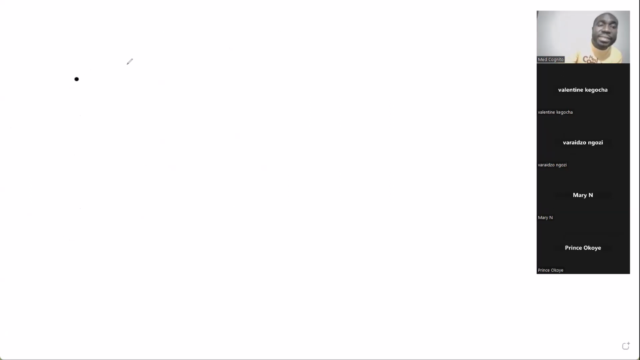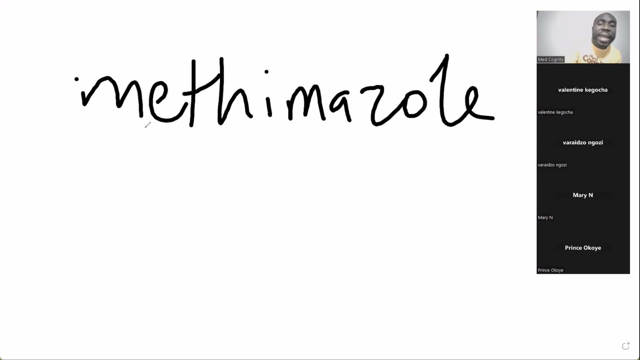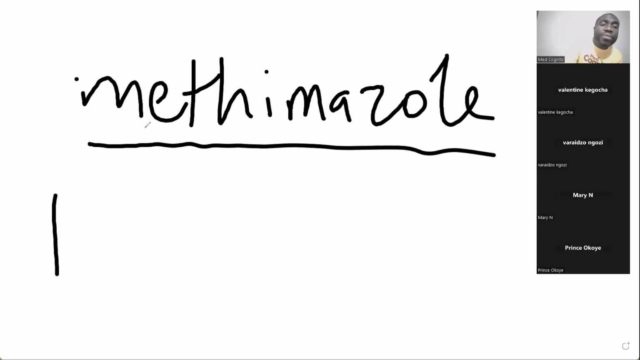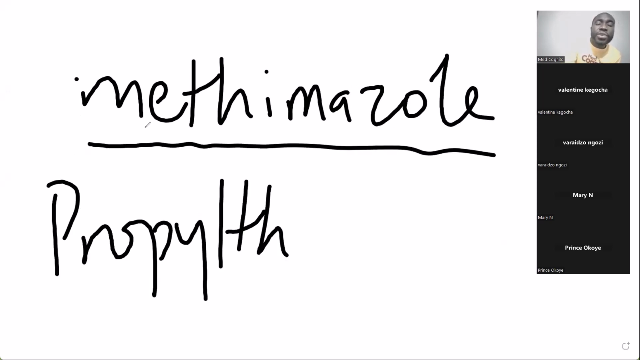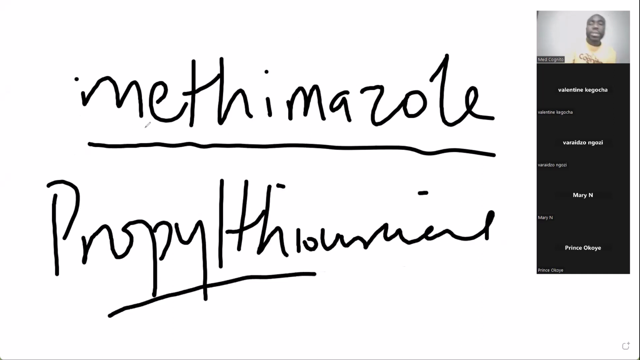The medications are methimazole, and then another one is called propylthiouracil. Okay. So methimazole, propylthiouracil. These are two medications we can use, and you can take your time and go through them.